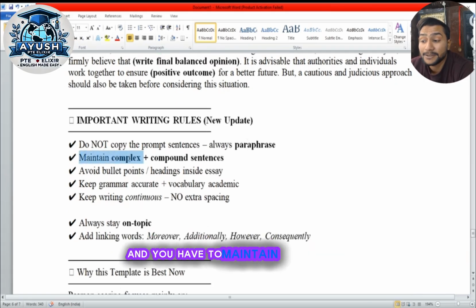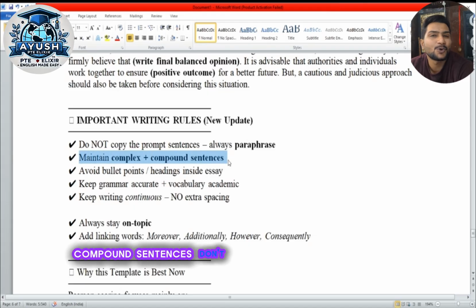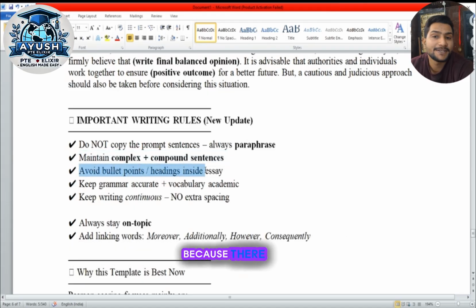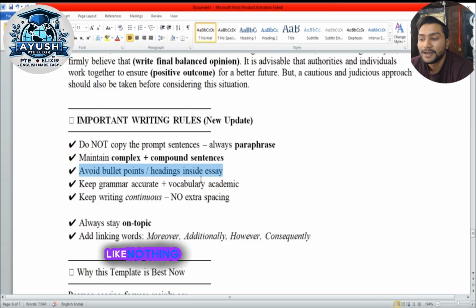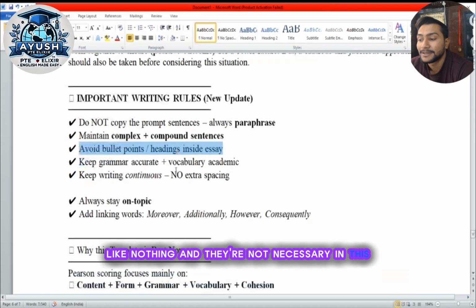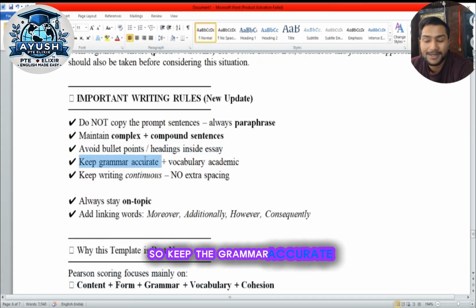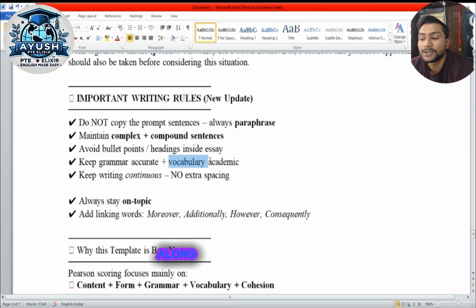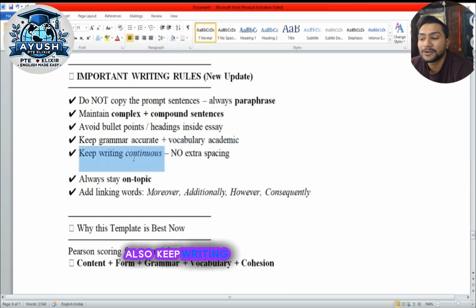And you have to maintain complex and compound sentences. Don't only use simple sentences, and avoid bullet points, because they are not necessary in this. So keep the grammar accurate. Try to make proper use of helping verbs and verbs along with academic vocabulary. Also keep writing continuously.